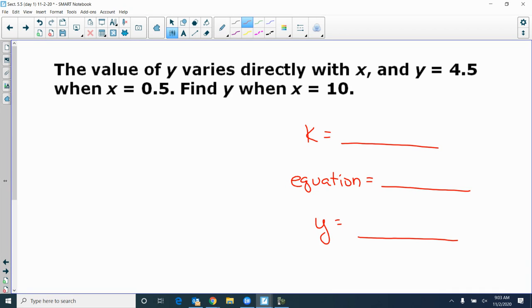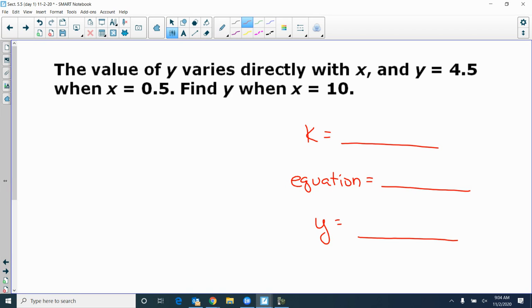Okay, now for your equation, what you want to do is make this y. Oh, never mind. You took on k. Use that equation to find your x. Okay. Good. All right, good.